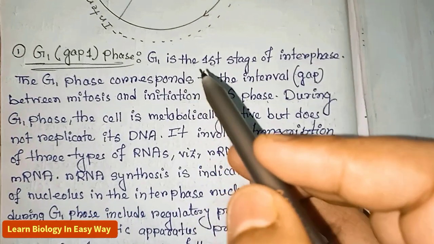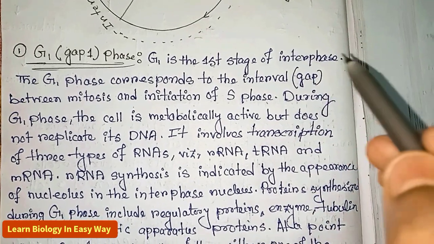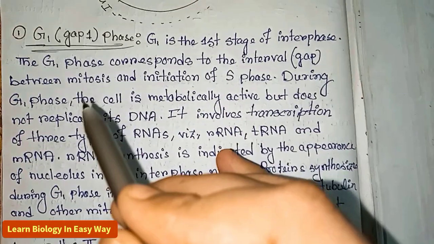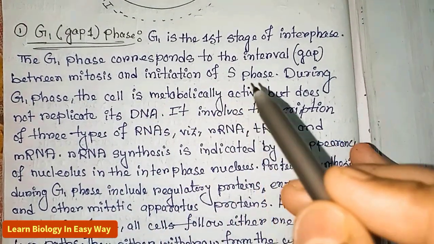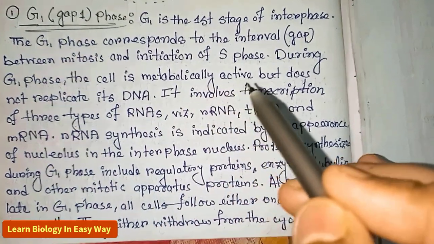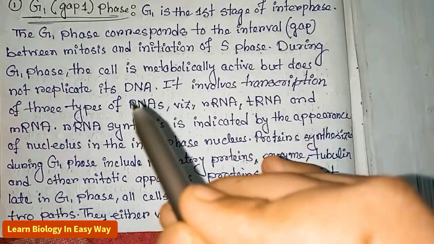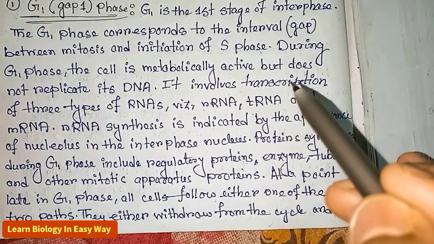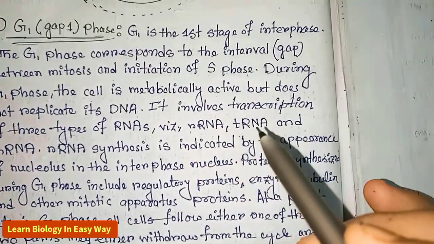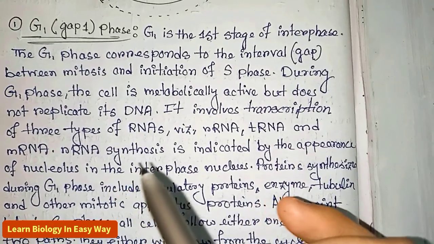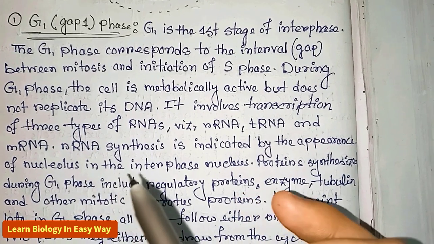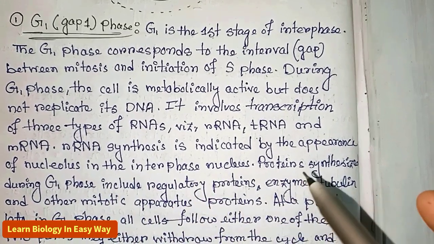G1 phase. G1 is the first stage of interphase. The G1 phase corresponds to the interval or gap between mitosis and initiation of S phase. During G1 phase, the cell is metabolically active but does not replicate its DNA. It involves transcription of three types of RNAs: rRNA, tRNA and mRNA. rRNA synthesis is indicated by the appearance of nucleolus in the interphase nucleus.